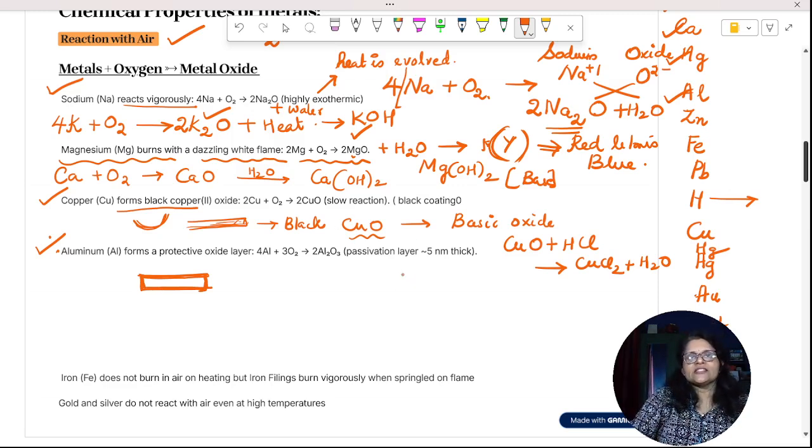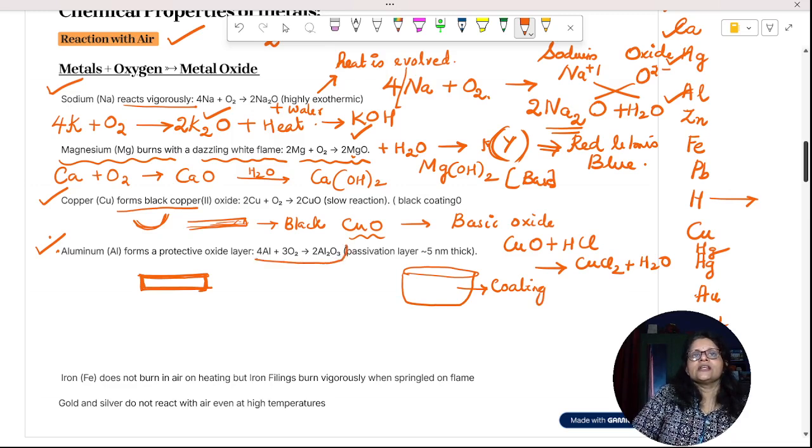Even the aluminium vessels we have at home are always kept open, and what is actually happening is that they already have a coating. The outer atoms of aluminium will be reacting with what? See this reaction. They react with oxygen and form a coating of aluminium oxide. So 4Al plus 3O2 gives 2Al2O3.